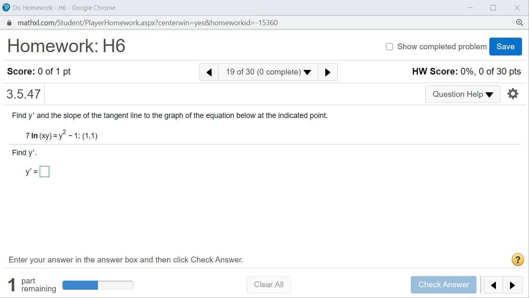All right, let's look at homework 6, problem number 19. We're going to use implicit differentiation to find y prime. Then we want to find the slope of the tangent line. So let's do that.